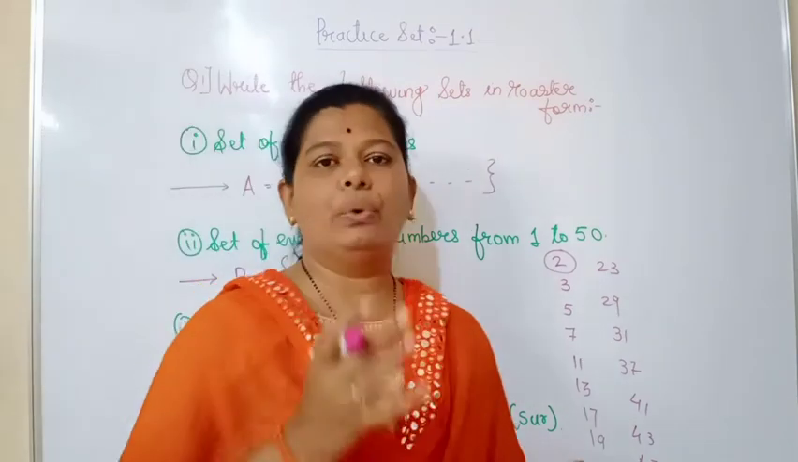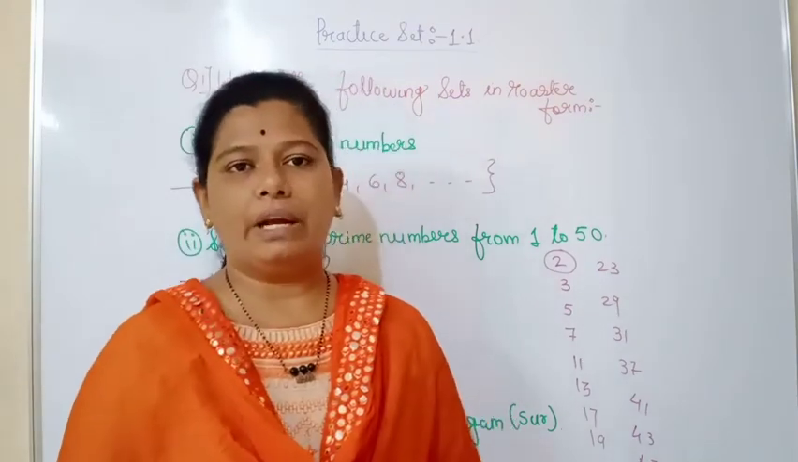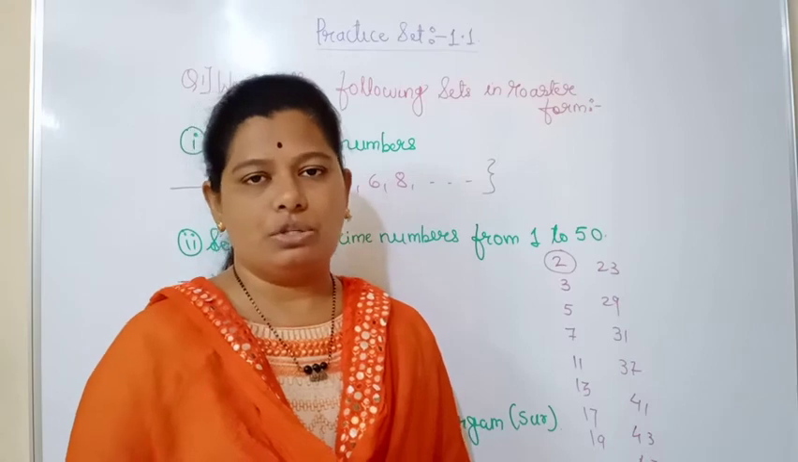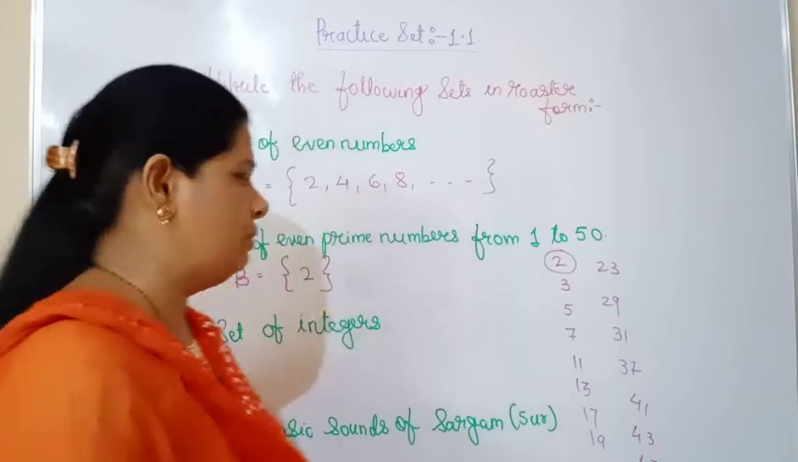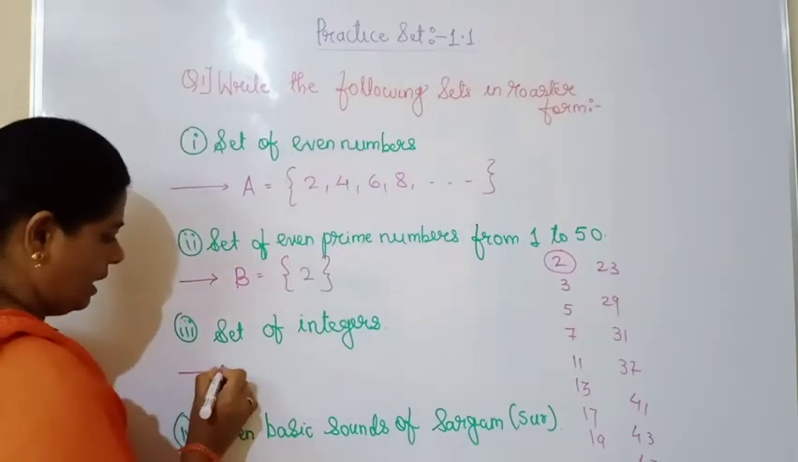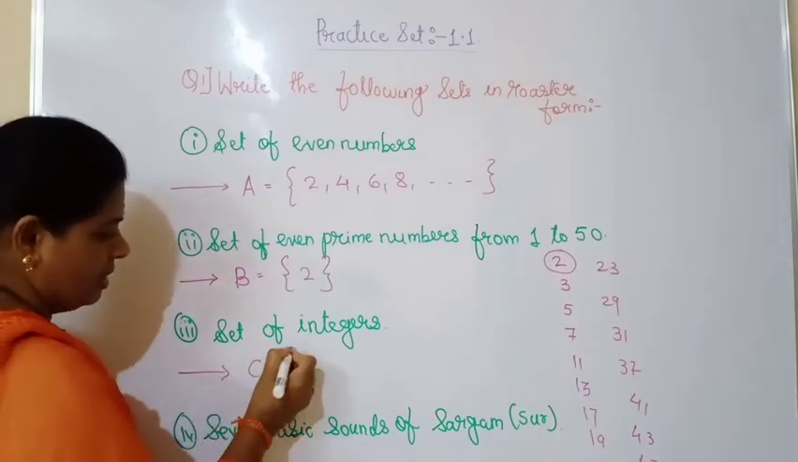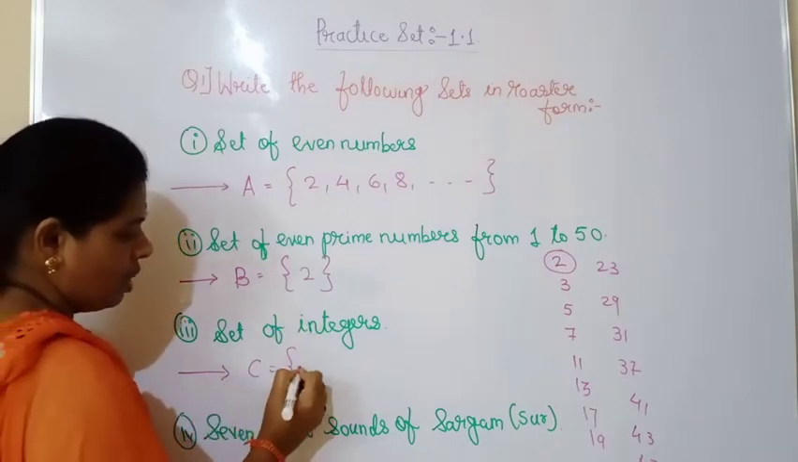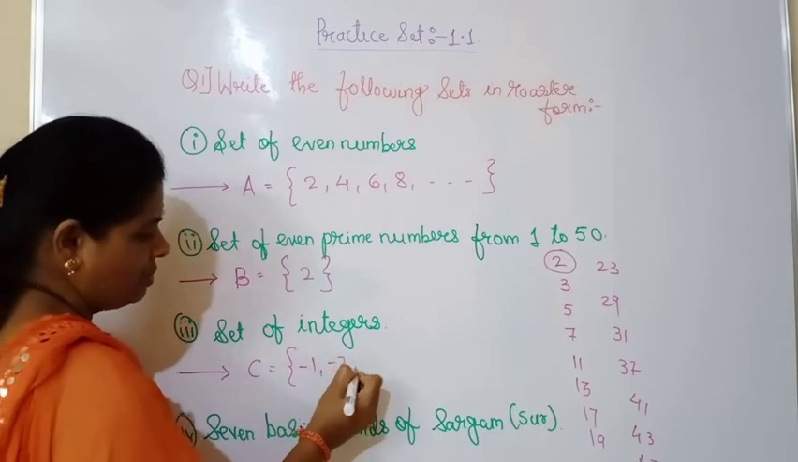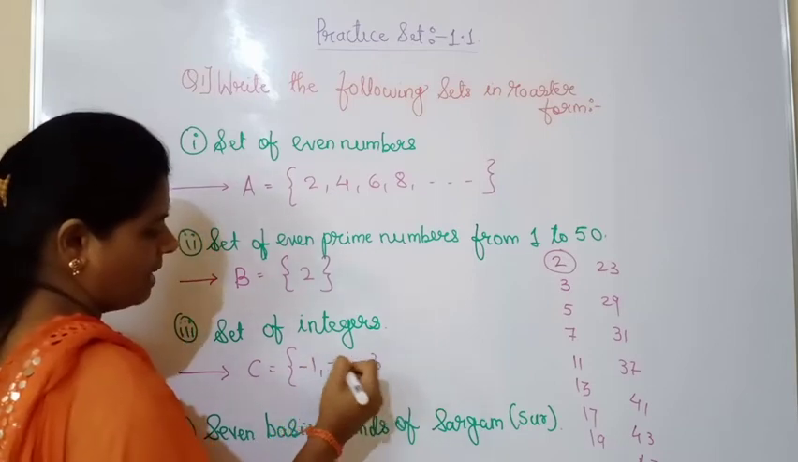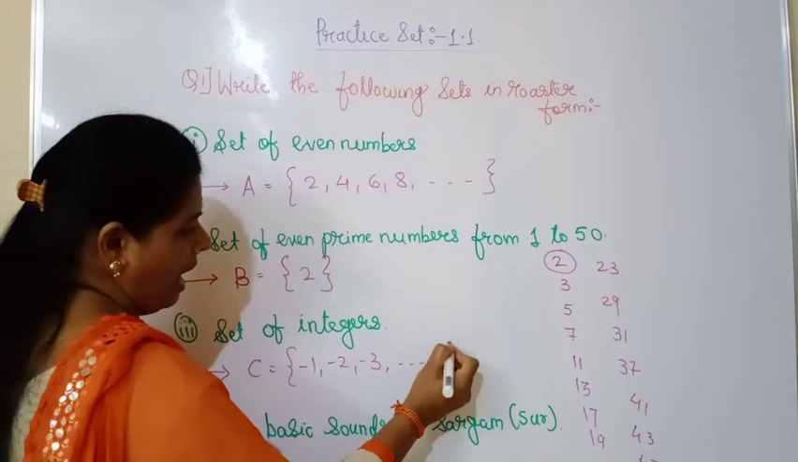Next is the set of integers. As all of you know, integers include positive and negative numbers. So we'll write the set of integers here. I will give the name of the set as C. I will write the set of integers: -1, -2, -3 and many more.